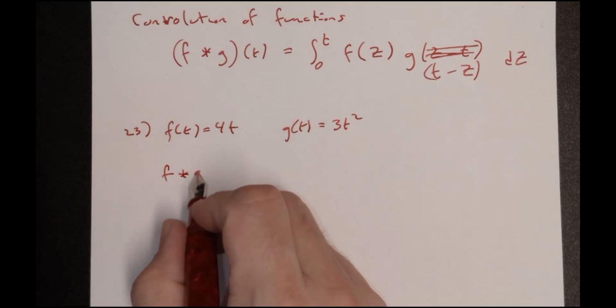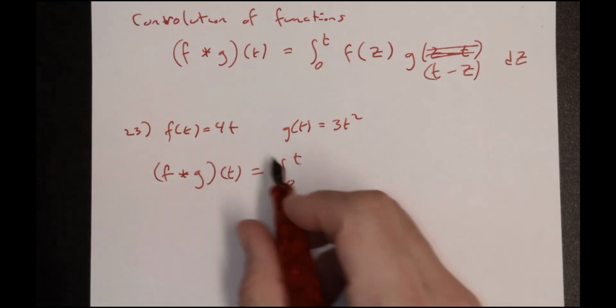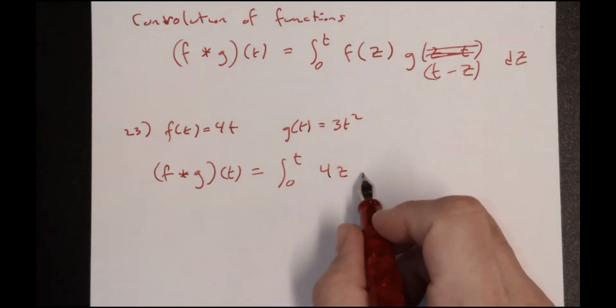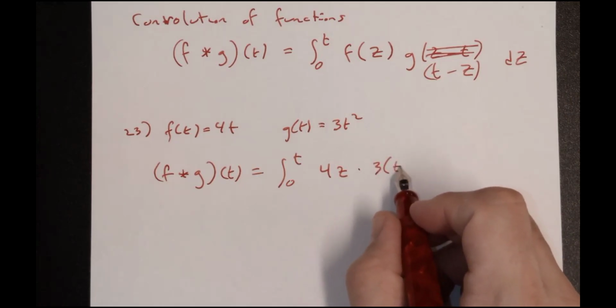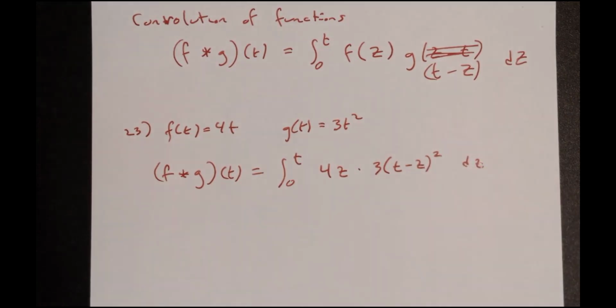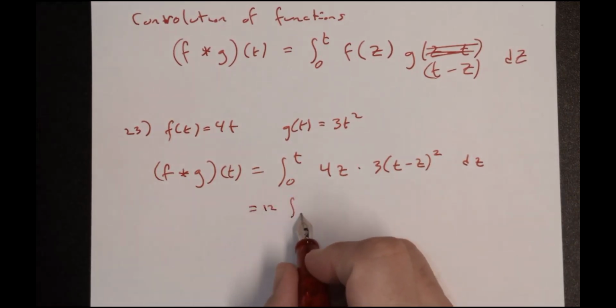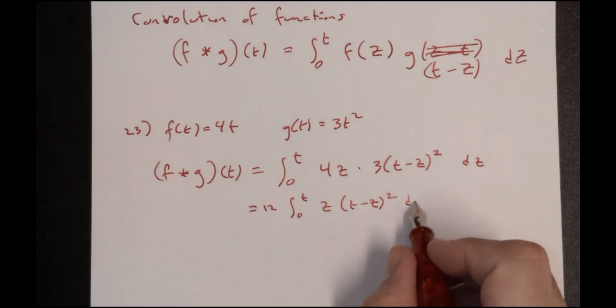F convolved with g is the integral from 0 to t of 4z times 3 times (t minus z) squared dz. You are welcome to use tau if you really like. Me, I don't care. I got a 4 and a 3. I'm going to pull out a factor of 12. Integral from 0 to t, z times (t minus z) squared dz.